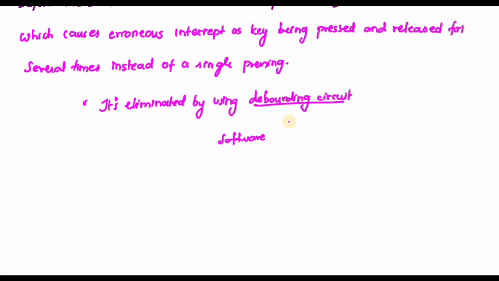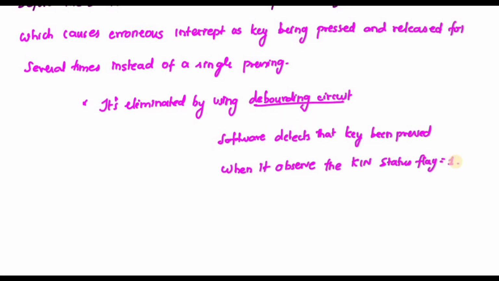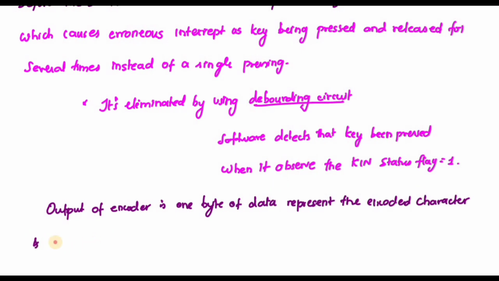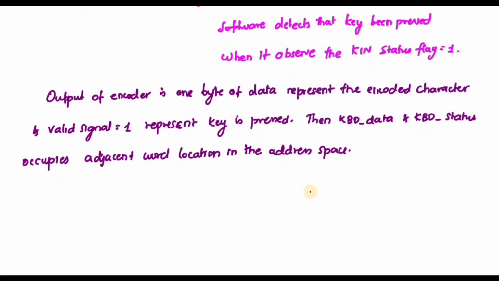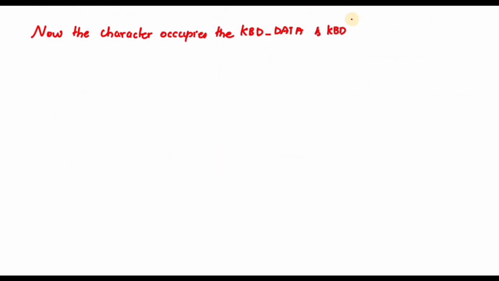So with the help of some software like VHDL and Verilog, we can control this. Next, the output of the encoder is nothing but 1 byte of data, which represents the encoded character, and the valid signal goes to 1, which represents that a key is being pressed. Then this data is stored in the KBD data, and the KBD status is equal to 1. So now the character gets occupied and the KBD status also gets updated.